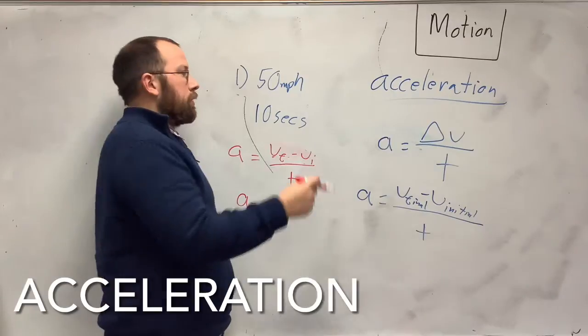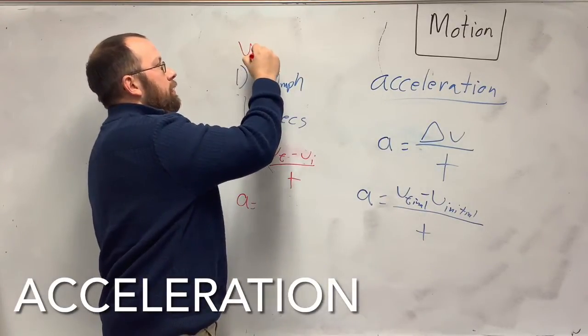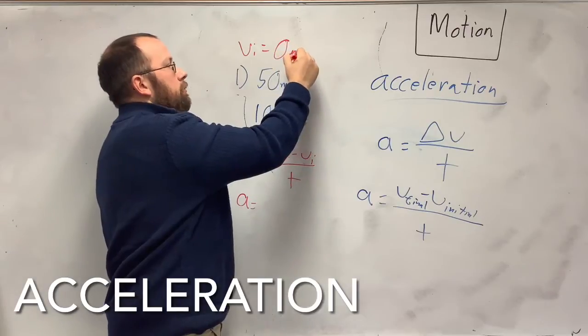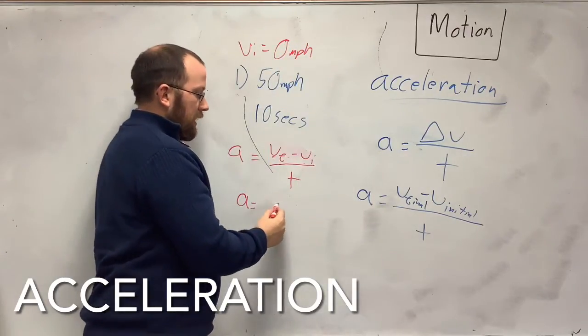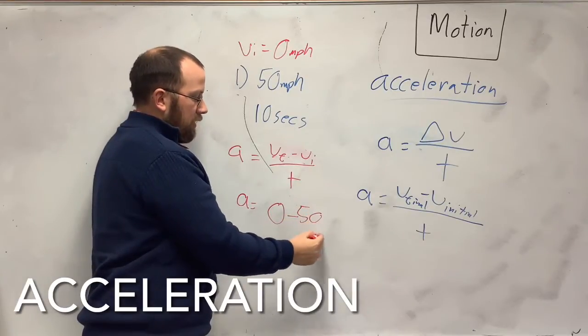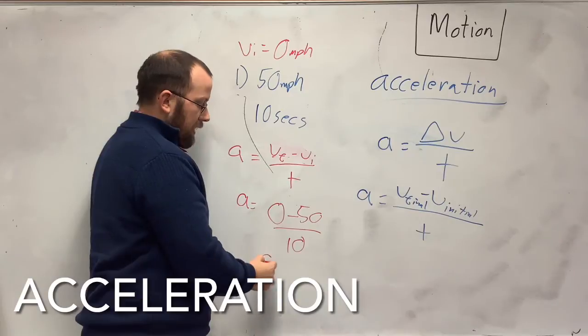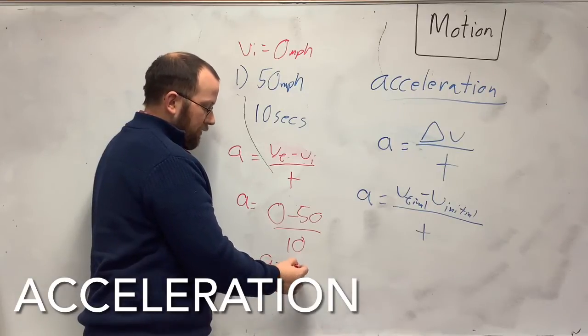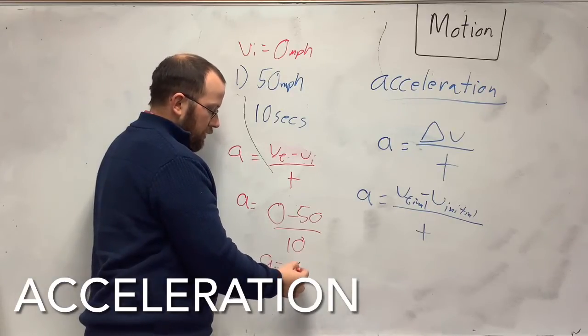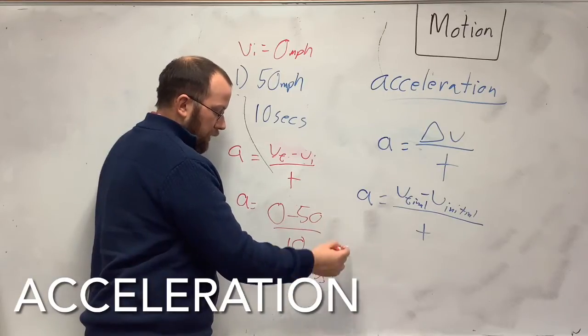So what's my final? Where do I get to? I'm slowing down to a stop, so I'm going to end at 0 miles per hour. So that's 0 minus what I started at, 50, over my time of 10. So then I get, my acceleration is negative 5 meters per second squared.